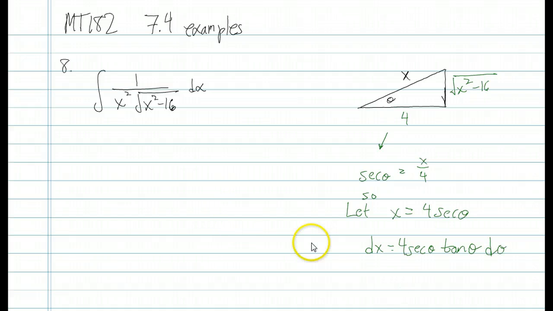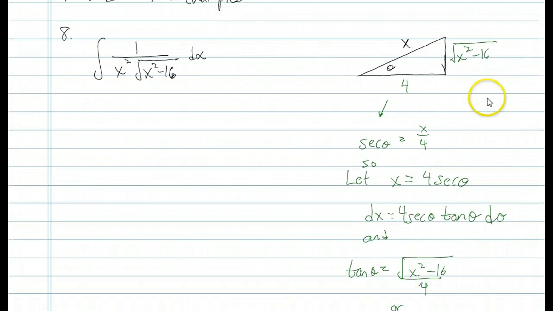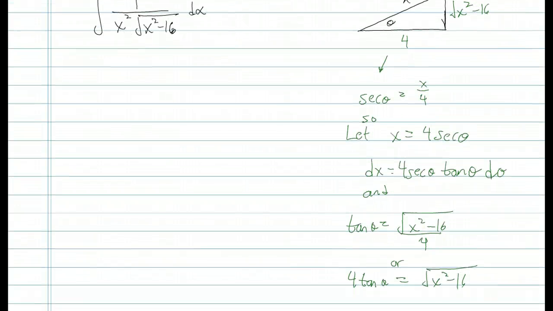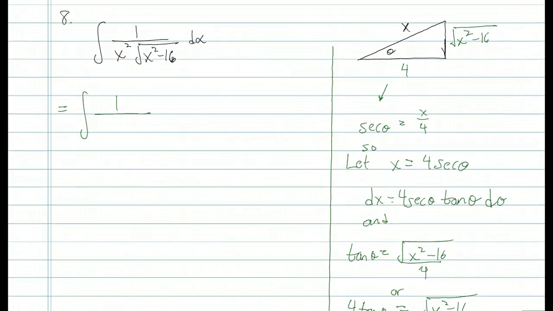So we could go in at this point and replace x by 4 secant theta and dx by what it is, and then we could get the expression we want to integrate by using trig identities. However, we can get an expression for the square root of x squared minus 16 by using tangent. Tangent is opposite over adjacent, so we can read that out, which gives us that 4 tangent theta is equal to the square root of x squared minus 16. That's maybe easier than working with the trig identities after we substitute and simplify.